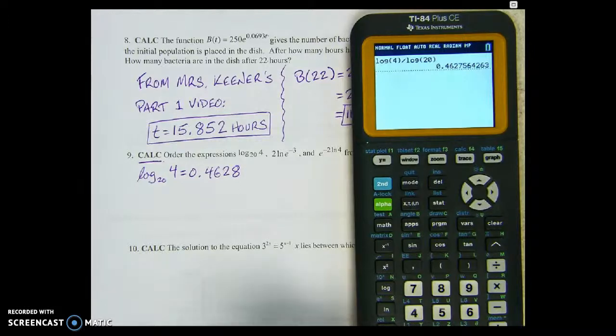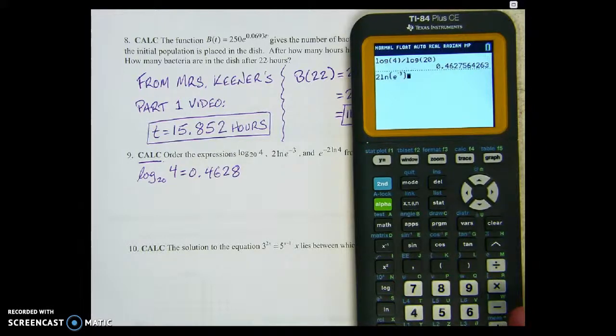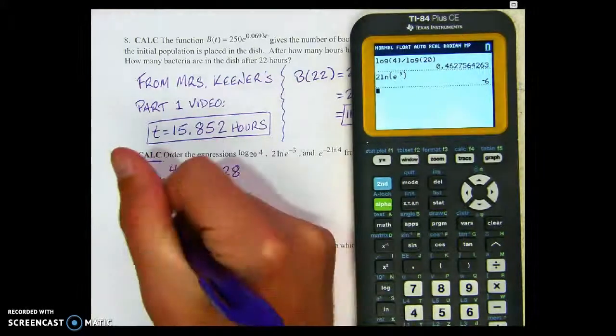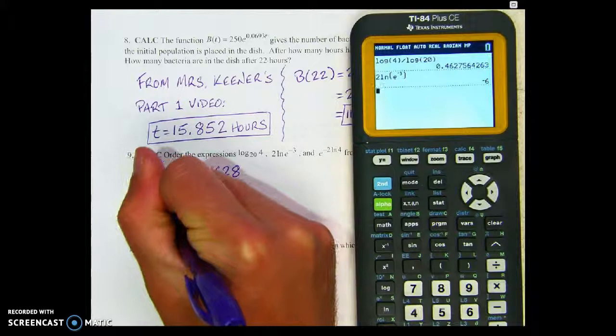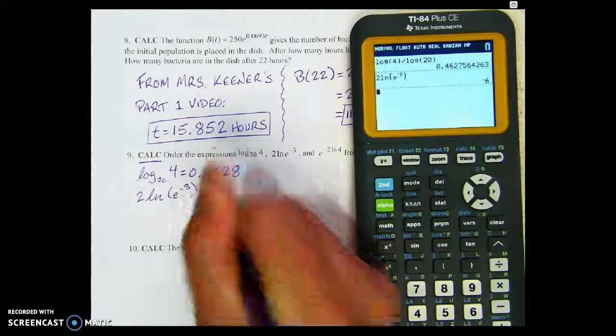Okay, moving on. The next thing we need to calculate is now 2 times the natural log of e to the negative 3 power. Again, this one would be a little bit easier to do without a calculator, because really the natural log of e to the negative 3 is simply negative 3, and 2 times negative 3, right? So really we know that that's going to get us negative 6. And it does. So 2 natural log of e to the negative 3 equals negative 6.